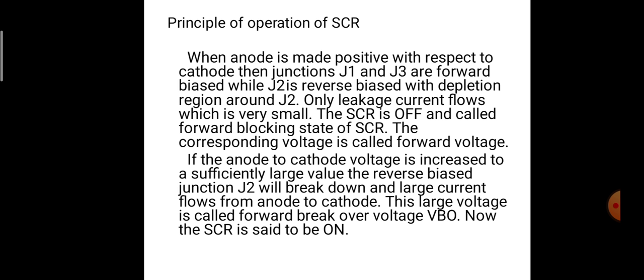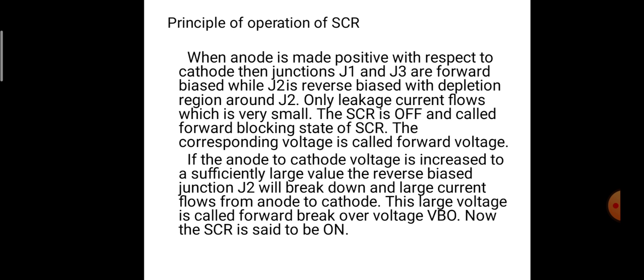Now we are discussing the principle of operation of SCR. When the anode is made positive with respect to the cathode, junctions J1 and J3 are forward biased, while J2 is reverse biased with a depletion region around J2. Only a very small leakage current flows. The SCR is off, in the forward blocking state. The corresponding voltage is called forward voltage.